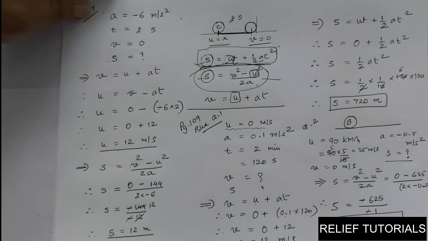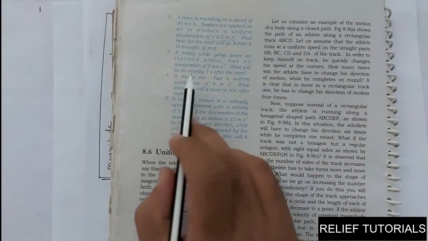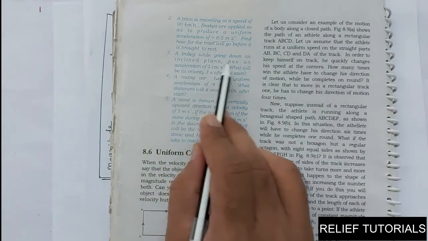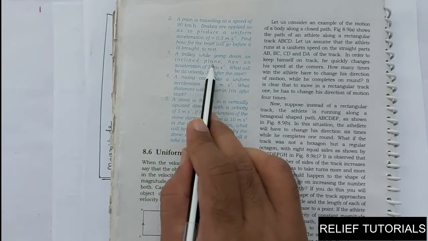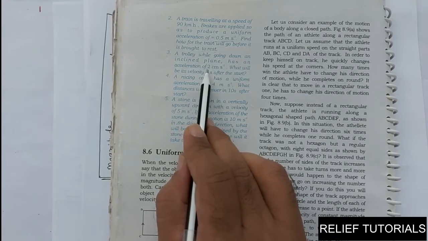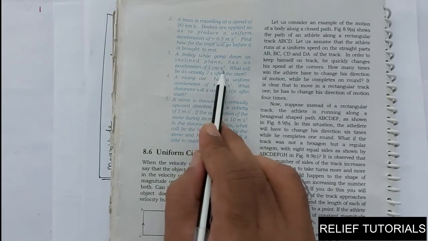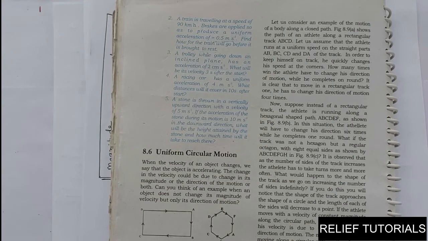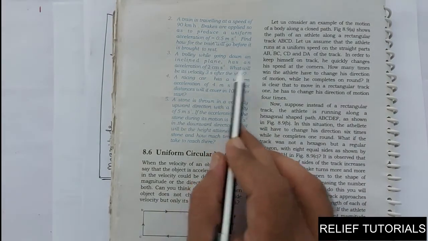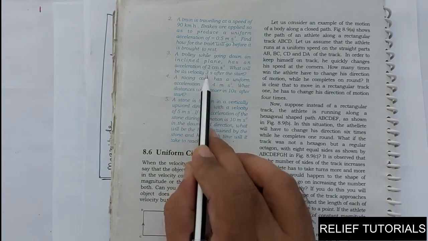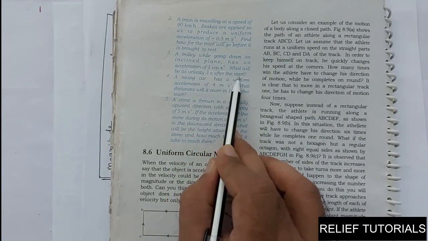Once you learn the formula, once you understand the question, I think these numericals are the damn easy numericals. Question number 3. A trolley, while going down an inclined plane, has an acceleration of 2 cm per second square. Here the acceleration is given in terms of centimeter per second square, so it doesn't matter for us. What will be its velocity 3 seconds after the start?